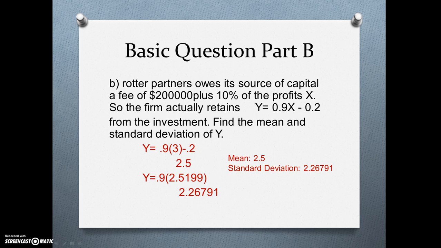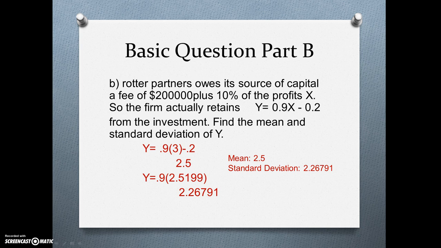Roder Partners owes its source of capital a fee of $2,000,000 plus 10% of the profits, X. So the firm actually retains Y equals 0.9X minus 0.2 from the investment. Find the mean and the standard deviation of Y.